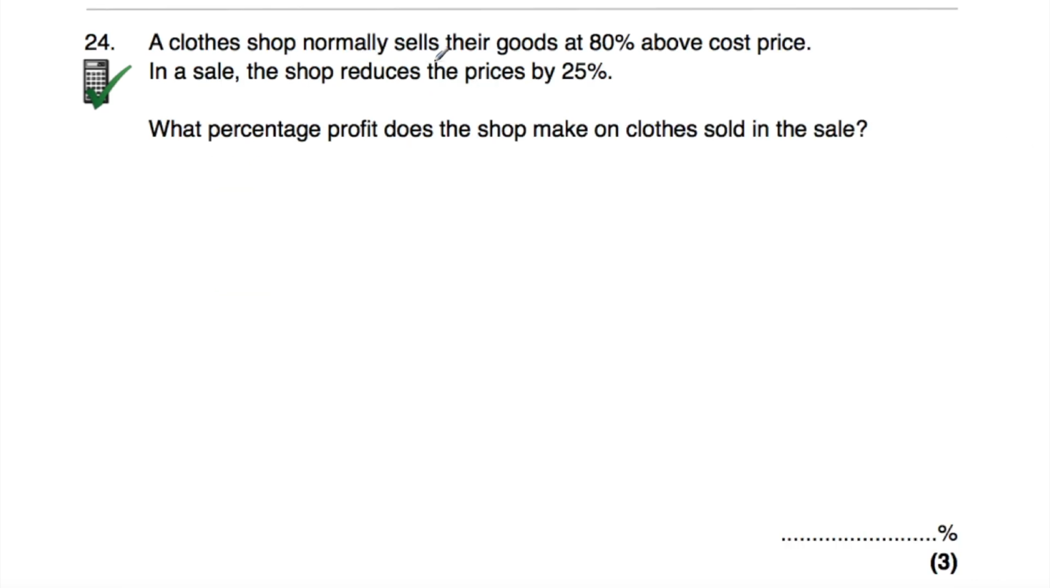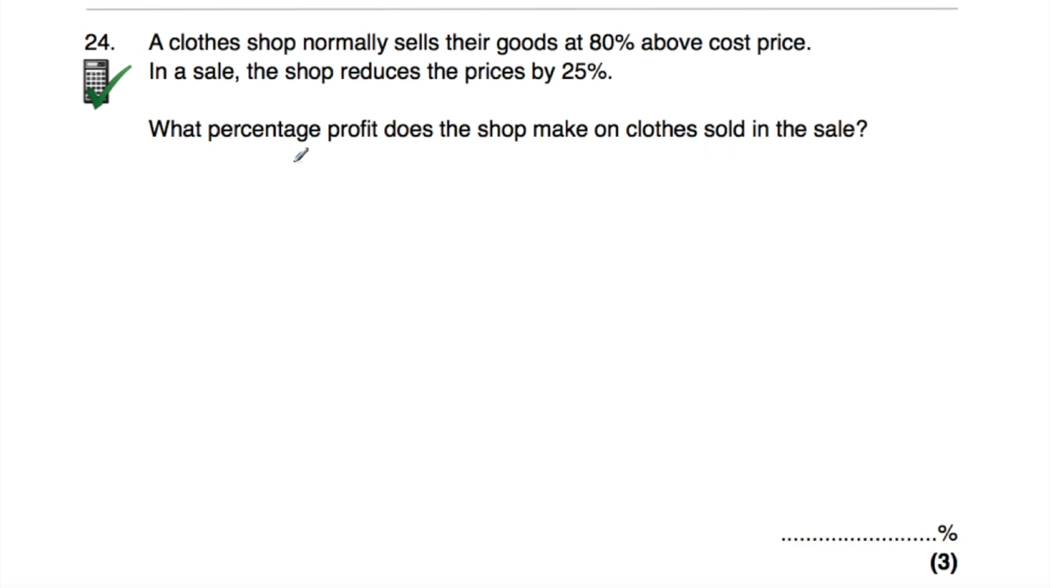The clothes shop normally sells their goods at 80% above the cost price. So they normally sell whatever they have at 80% more than whatever they bought it for. And in a sale, the shop reduces the prices by 25%. So whatever their normal selling price is, they reduce that by 25%. And the question says, what percentage profit does the shop make on the clothes sold in the sale?